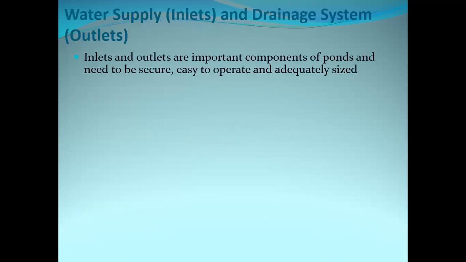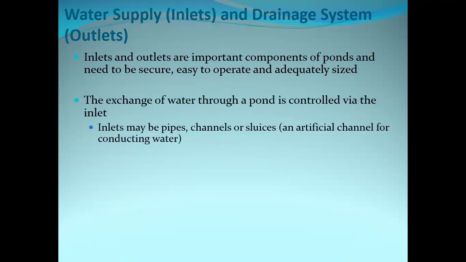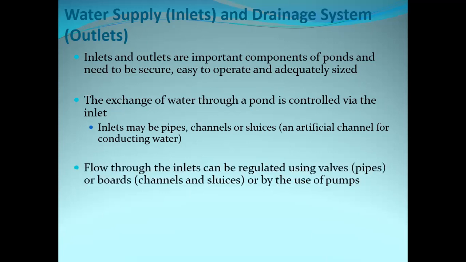So inlets and outlets are important components of ponds and need to be secure, easy to operate, and adequately sized. Right? The exchange of water through a pond is controlled via the inlet. Inlets may be pipes, channels, or sluices, and a sluice is basically an artificial channel for conducting water. So flow through the inlets could be regulated by using valves. Like a typical faucet, you just turn it, and the more you open it, the more water will flow out. So for your inlets, again, you just have a pipe with a valve, and the more you open it, the more water will enter. Okay?